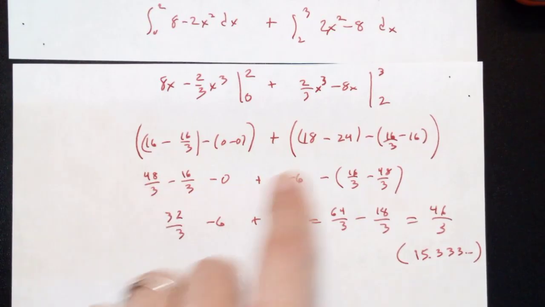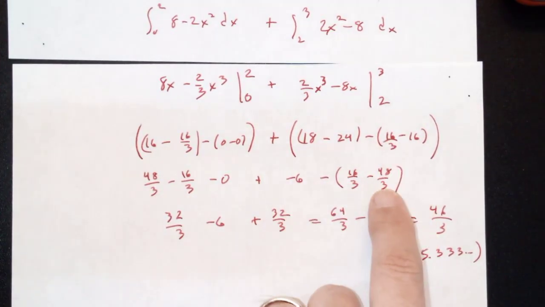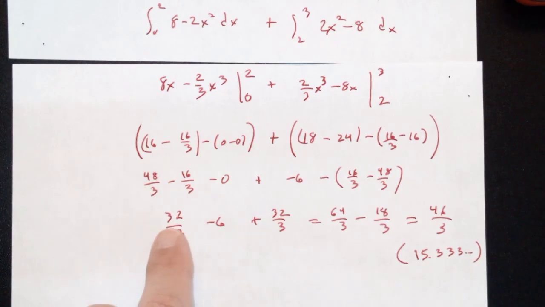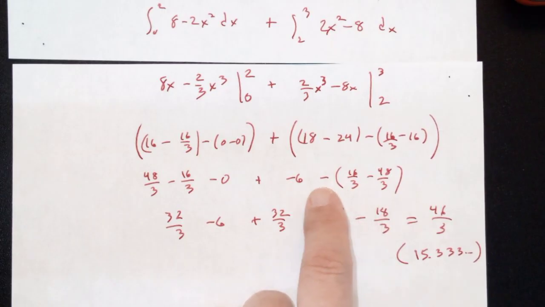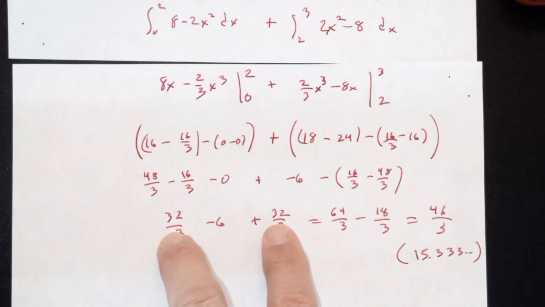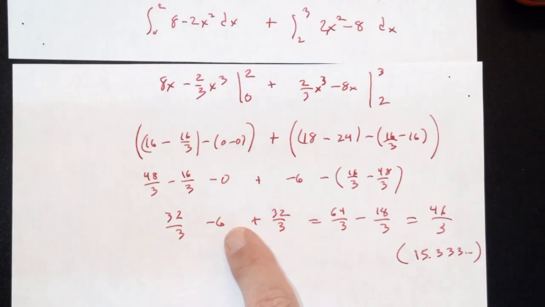Common denominator, adding integers, common denominator. 48 minus 16 is 32. 16 minus 48 is negative 32, but there's another minus sign out there. Minus a minus is plus. 32 and 32 is 64. 6 times 3 is 18. Give me a common denominator. Questions?